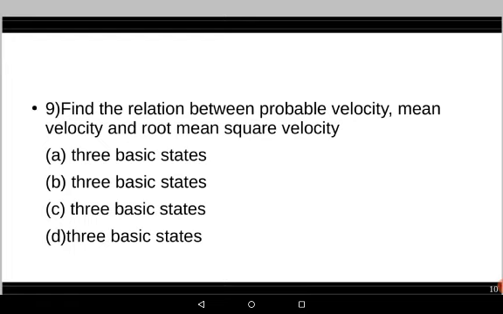And this is our next question. Find the relationship between probable velocity, mean velocity, and root mean square velocity.